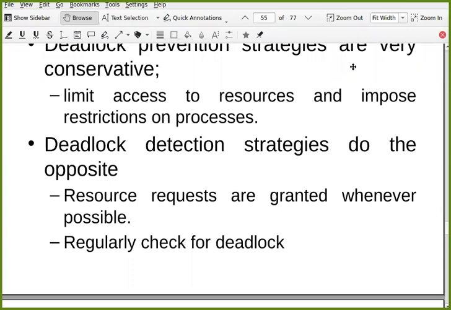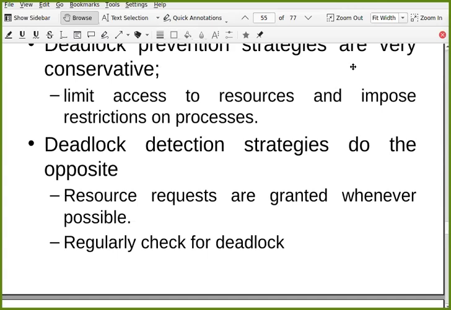So for that, resource requests are granted whenever possible. Whatever request comes for a particular resource, it just sees that with the currently available resources, can I complete this request? Yes, grant it. It doesn't bother about what will happen in future. So in this strategy, you are least concerned about safe state, unsafe state, and all those things. In this detection strategy, resource requests are granted whenever possible.